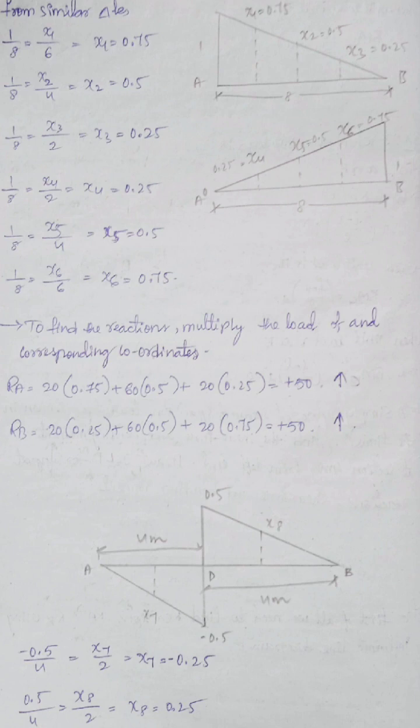Now we need to find the ordinates under the point loads. The ordinates under the point loads here are x7 and x8. Applying similar triangles, minus 0.5 divided by 4 equals x7 divided by 2. x7 we'll get as minus 0.25. Similarly, 0.5 divided by 4 equals x8 by 2, and we get x8 as 0.25.